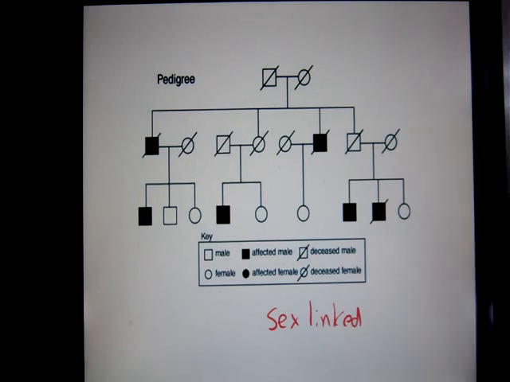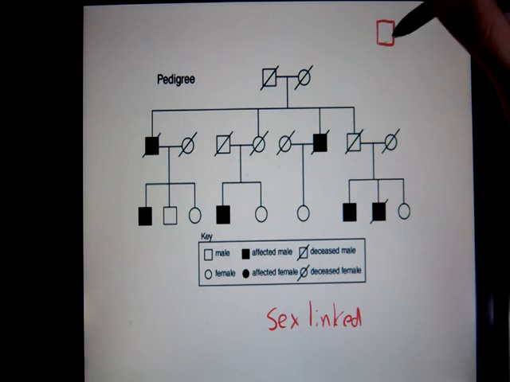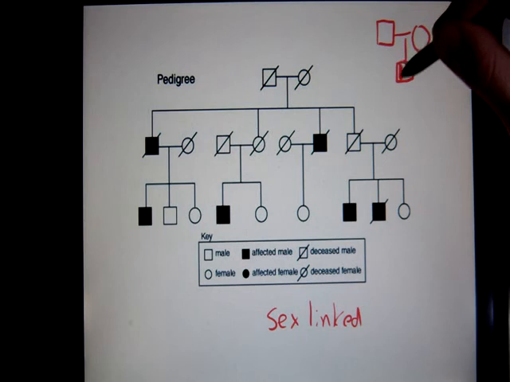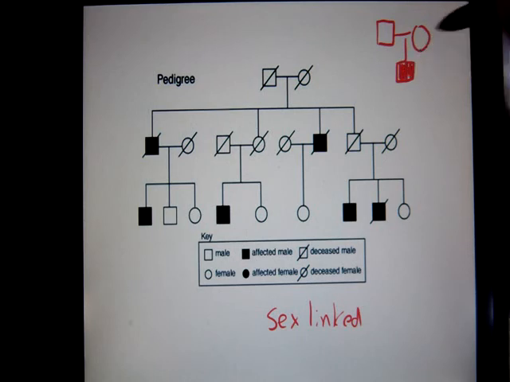To do that, I am specifically looking for this situation. If I see two parents who don't have the disease, but they have a kid who does have the disease, it must be recessive, because these people don't have it, but they must obviously have the allele, because their kid has it. If they have the allele, but they don't have the disease, it must be recessive. So that's what we look for. If we see this, it's recessive. If we don't see that, we can assume it's dominant.